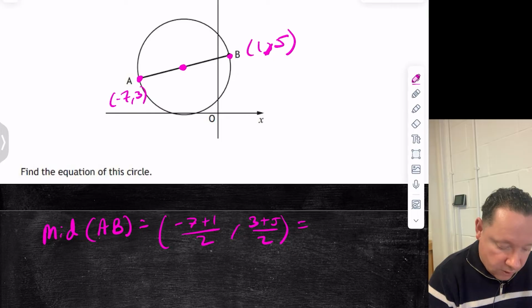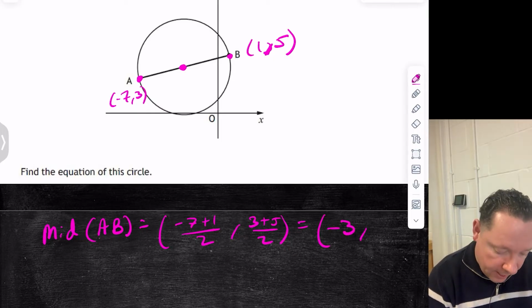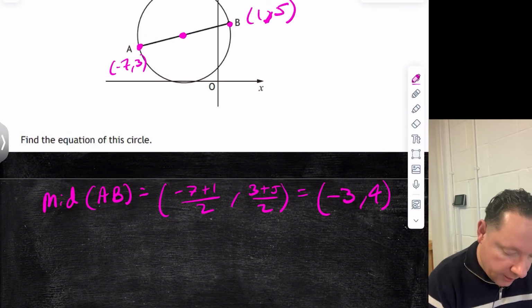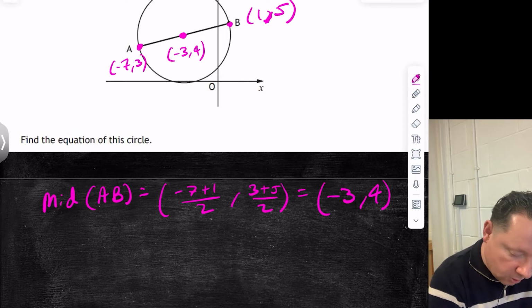Minus 7 plus 1 is minus 6, divided by 2 is minus 3. And 3 plus 5 is 8, divided by 2 is 4. So we've got a midpoint. We now need our radius. So to get our radius, we use the distance formula. So we now know we've got (-3, 4). So the distance, let's just call this m.